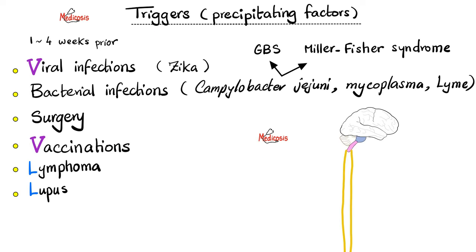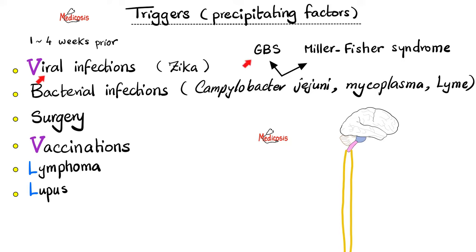What are the triggers? What are the precipitating factors? Viral infections such as Zika and others, bacterial infections, especially Campylobacter jejuni, mycoplasma, and Lyme disease caused by the nasty Borrelia burgdorferi. After surgery, I can develop Guillain-Barré Syndrome, and that's why medicosis will never undergo any surgery unless it is life-saving for a life-threatening condition. I do not undergo surgery to improve my physique or to boost my morale. No, thank you. Guillain-Barré might be waiting in my future.